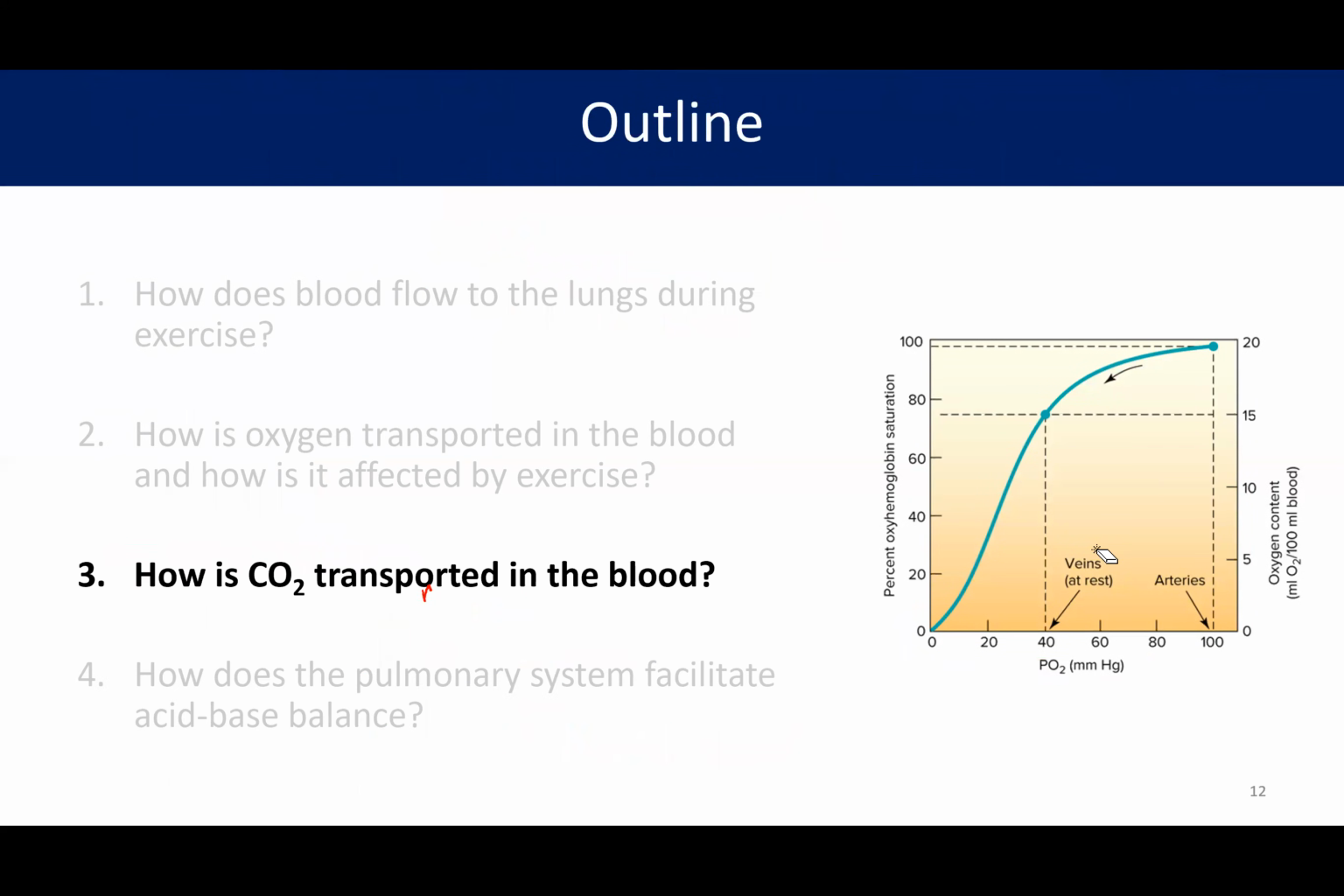All right, so let's end it on this video there. We've talked about oxygen transport. In another video, I'll talk more about CO2 transport and acid-base balance. Those are very related.